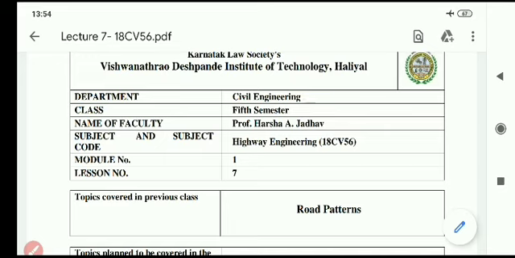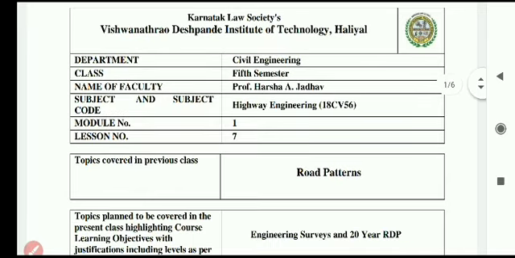Today we will discuss the concept of engineering surveys and 20-year road development plans under module number 1 and lesson number 7. So about the last class, that is lesson number 6, we discussed road patterns. In that we focused on types of road patterns and why a road pattern is required.